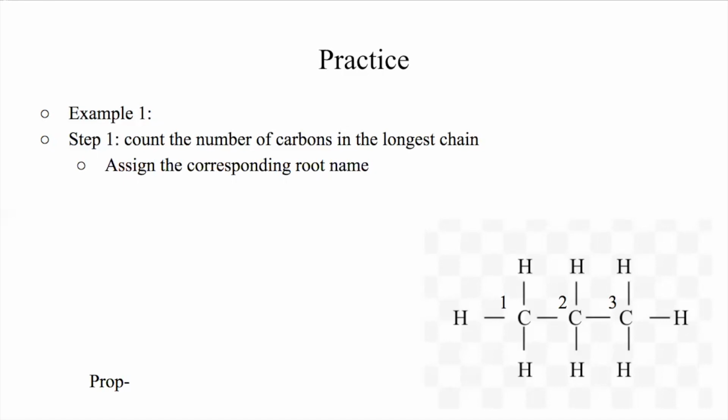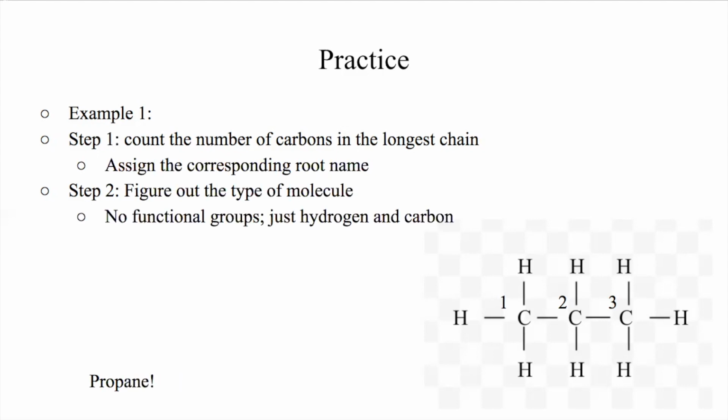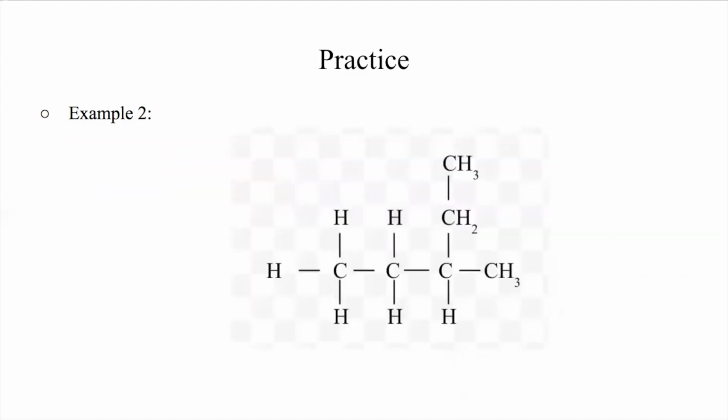Now, the second step is to figure out the type of molecule. We don't see any functional groups or multiple bonds, just hydrogen and carbon in single bonds. So this molecule is an alkane, with the suffix ane. Let's combine those two parts that we figured out, prop and ane. Propane.